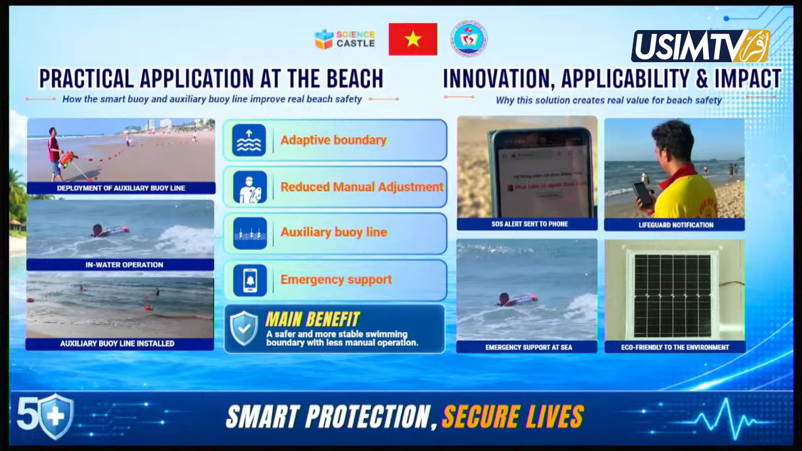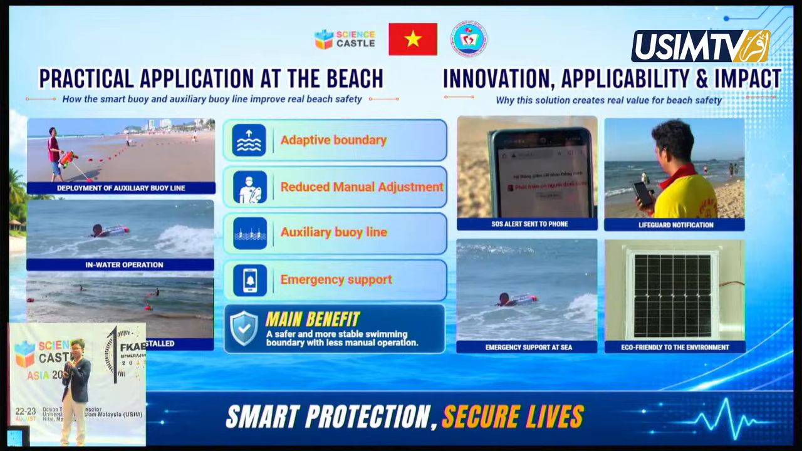It has also been tested several times at the local beach in my hometown. The Smart Buoy system has shown positive results and met the required criteria, not only in laboratories, but most importantly, in the real world.